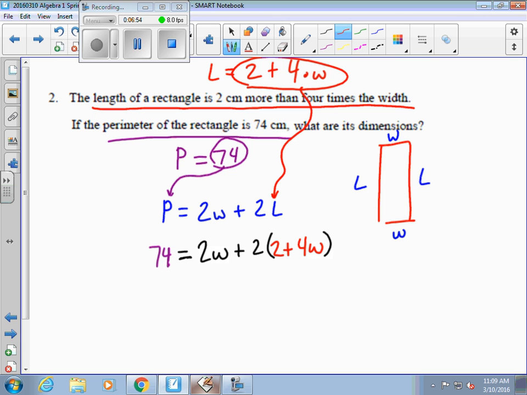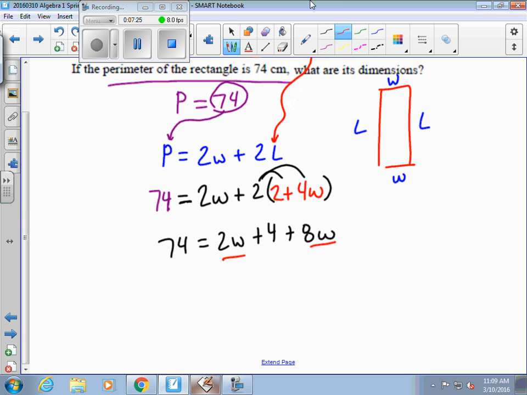Now take a look at the equation I have written at the bottom here. We went from having 3 different variables, P, W and L, to now we only have one variable, W. There's 2 of them, but there's only one variable, W. So we can simplify this. 2 distributes to both of these: times 2 is positive 4, and times 4W is positive 8W. The rest of the equation says 74 equals 2W plus that. Combine your like terms now: 2W and 8W gives you 10W. So 10W plus 4 is equal to 74.